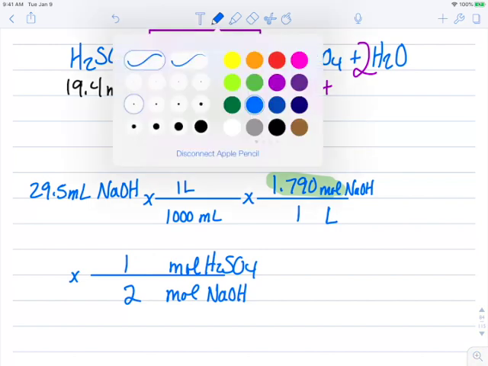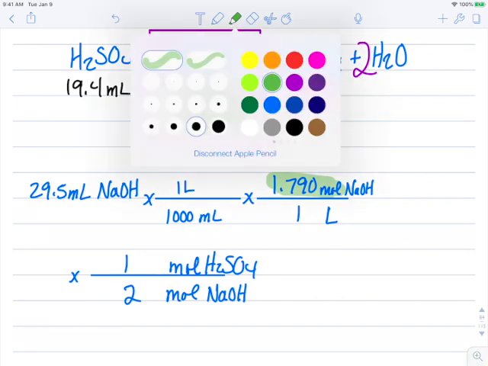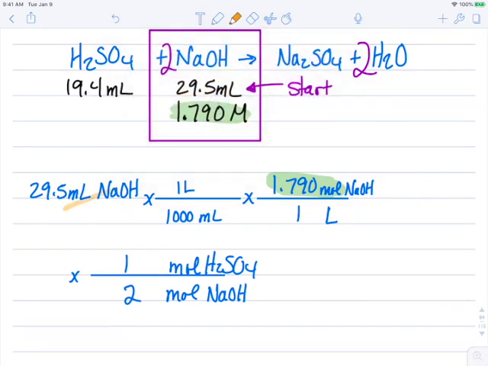All right, so any questions on how we've set this up so far? So this is our dimensional analysis. So milliliters cancels with milliliters. Liters will cancel with liters. Moles of NaOH with moles of NaOH. And we're going to be left with moles of sulfuric acid.